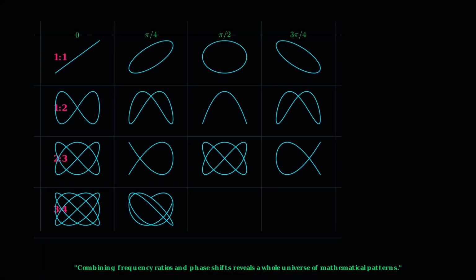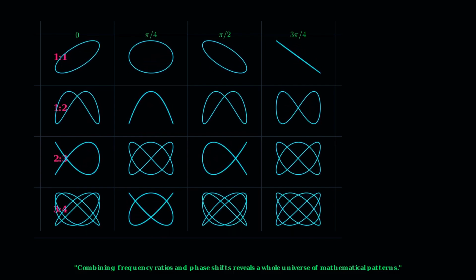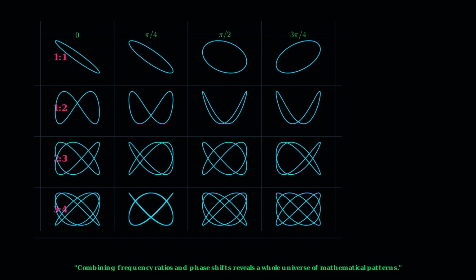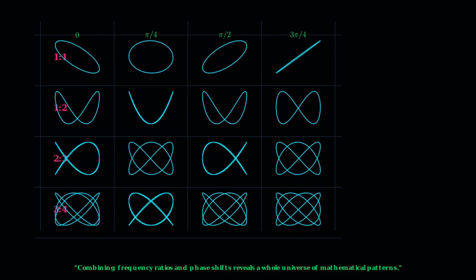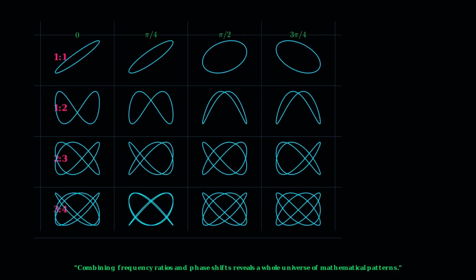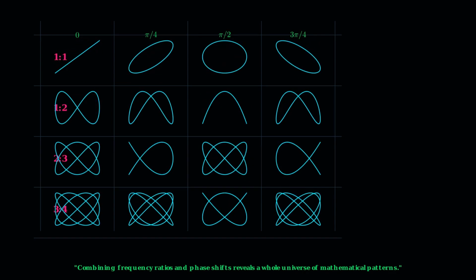When we combine all these different frequency ratios, phase shifts, and amplitude variations together, we see a whole universe of patterns emerge. From simple circles to intricate mathematical tapestries, Lissajous figures prove that extraordinary visual complexity can arise from the simplest fundamental waves.